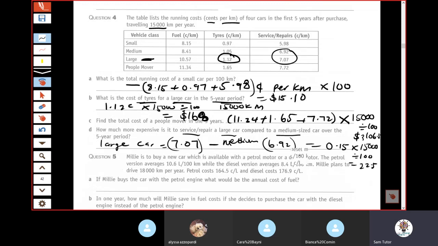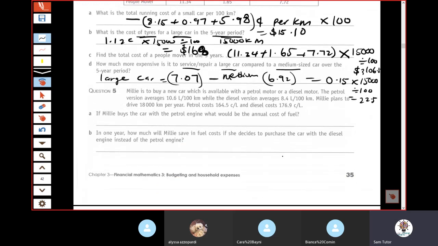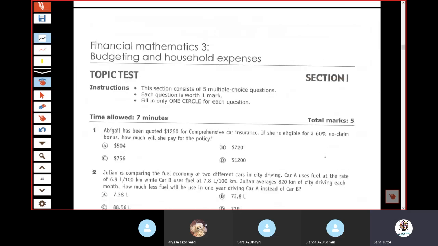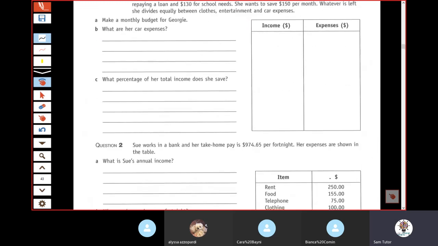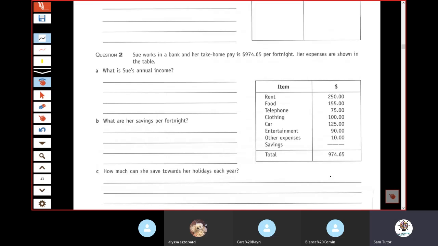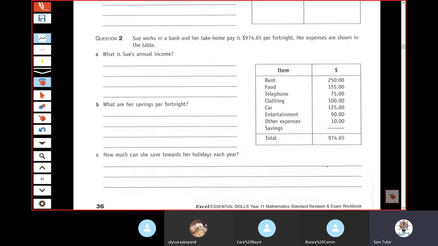Okay, let's go, last bit. Budgeting and household. The actual budget now. This one's fairly straightforward. We'll just do question 2. I'm sure you've seen budgets before or have thought of budgeting before.